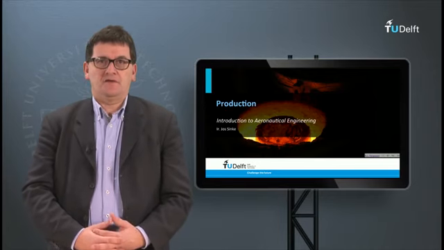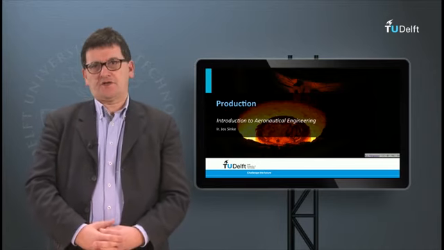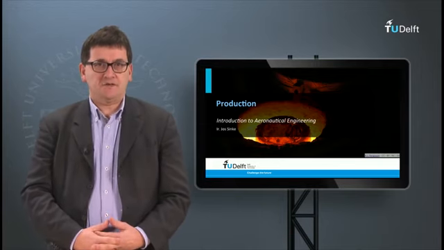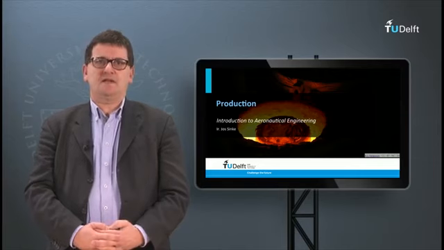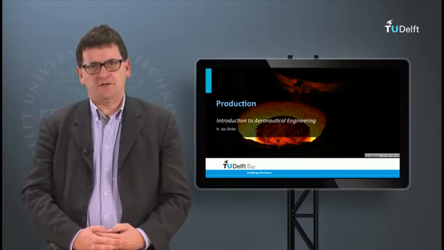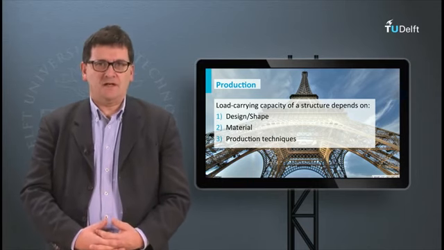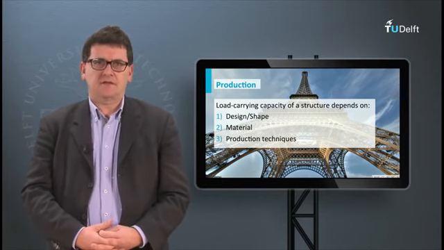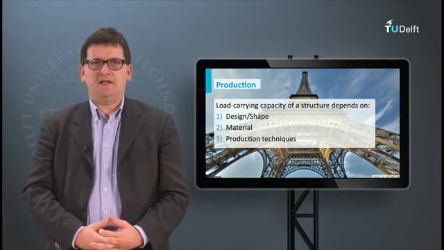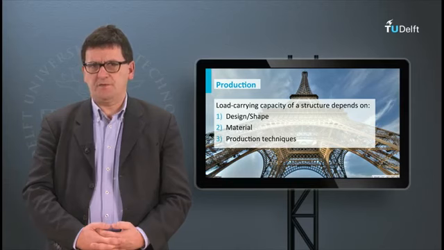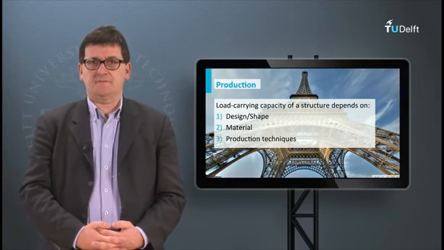In this lecture about materials, I will focus on the production of components. You will see that there is a big interaction between material properties on one hand and the production options on the other hand. The performance of a product depends highly on its design, the selected production method, and the material used. There are interrelationships between these three entities.